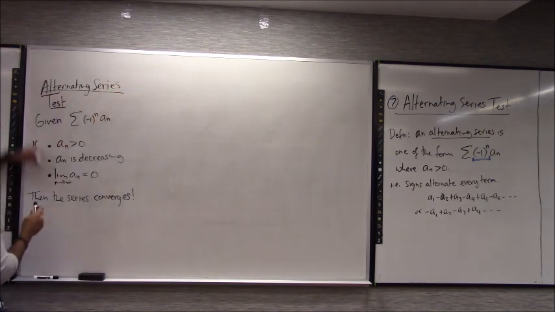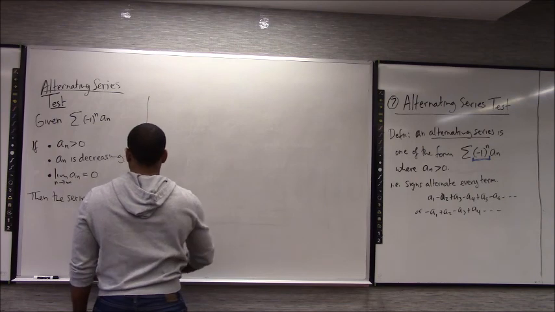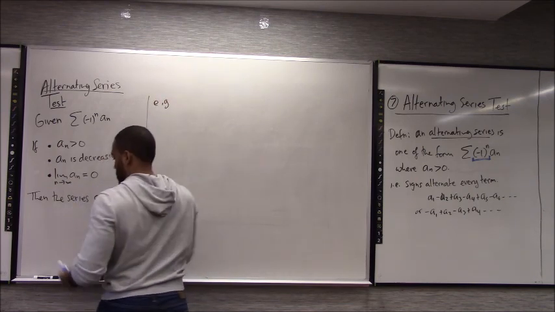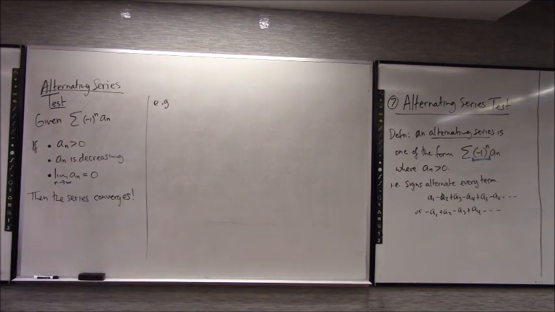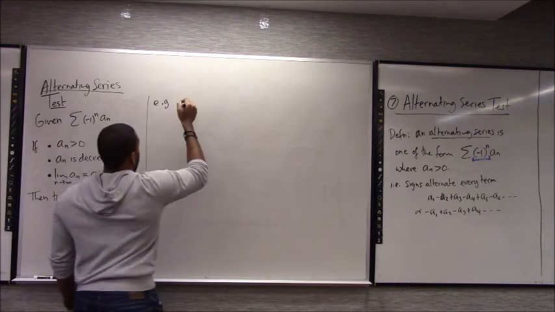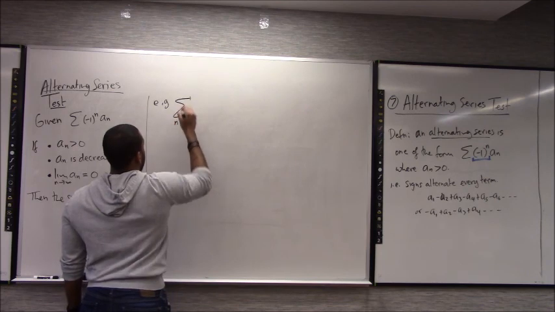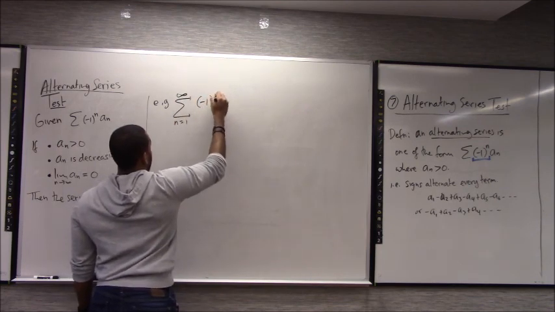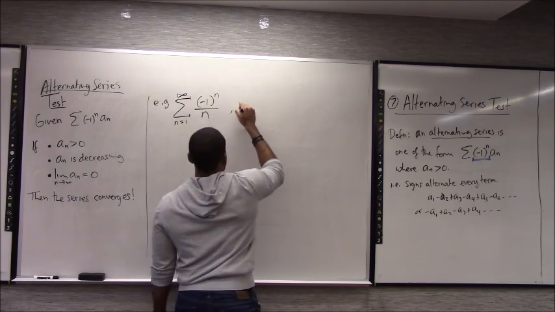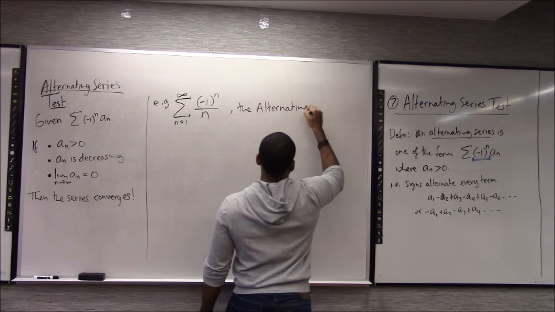Right. So given an alternating series, if these three things work out, the series converges. Example. I have one silly example here, but I have others. This guy. This is the alternating harmonic series. Now the harmonic series itself diverges.